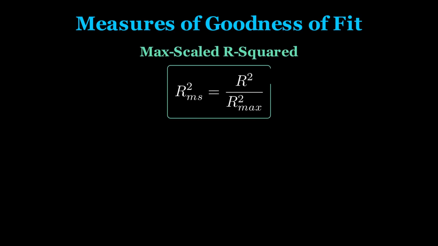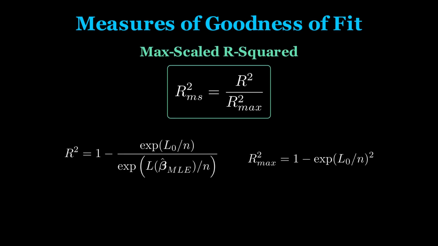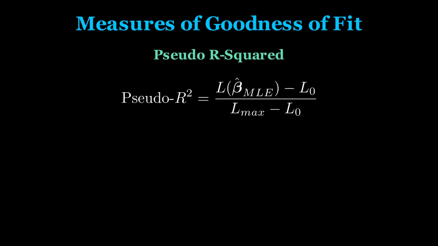Evaluating goodness of fit in nonlinear models can be challenging, since the usual R-squared from linear regression doesn't carry over directly. The first is the max-scaled R-squared, defined as R-squared divided by the maximum attainable R-squared. R-squared here is 1 minus the ratio of the exponentiated average log likelihoods, and R-squared max is 1 minus the square of the exponentiated average log likelihood under the null model. Note that L0 over n represents the average value of the log likelihood under the null model, the one with only an intercept. Another measure is the pseudo R-squared.